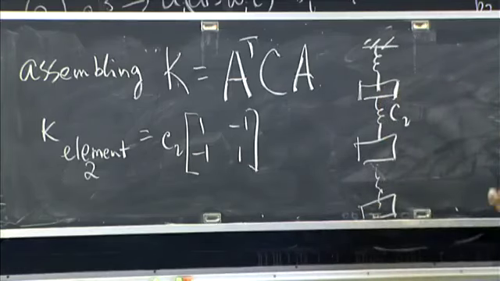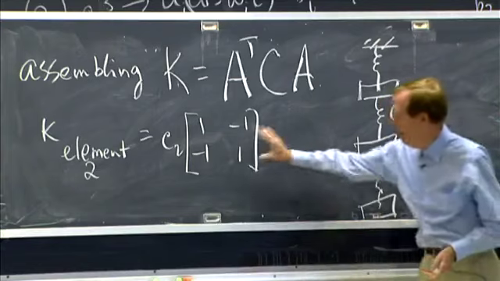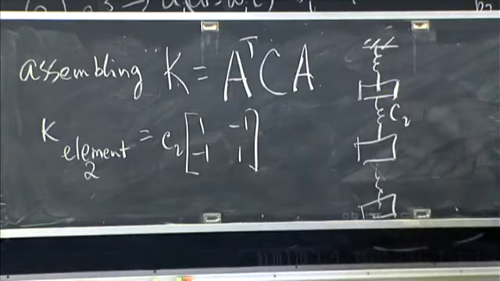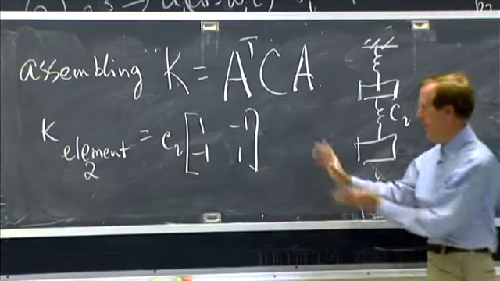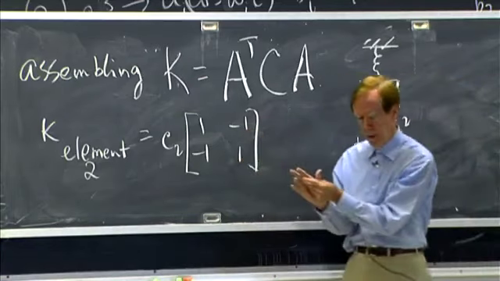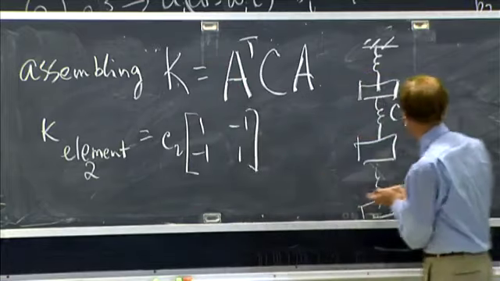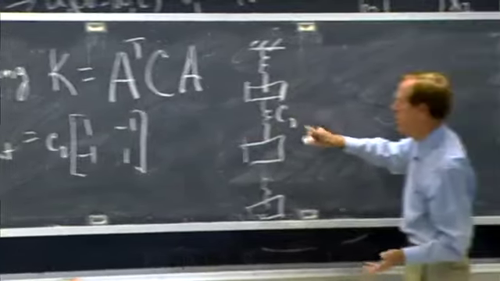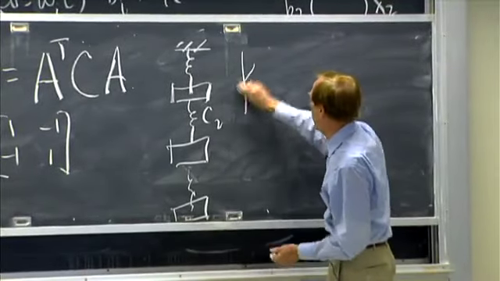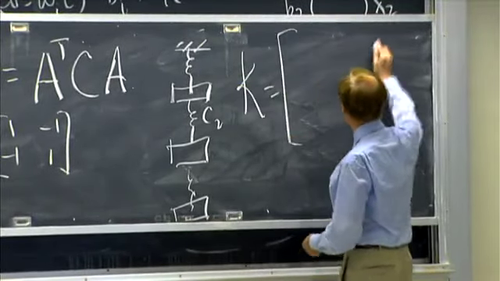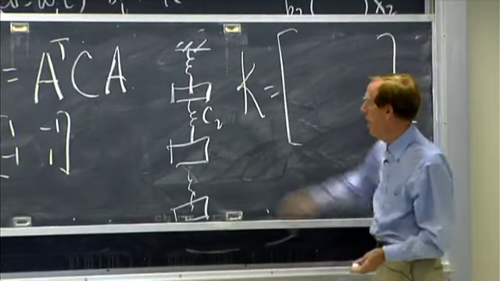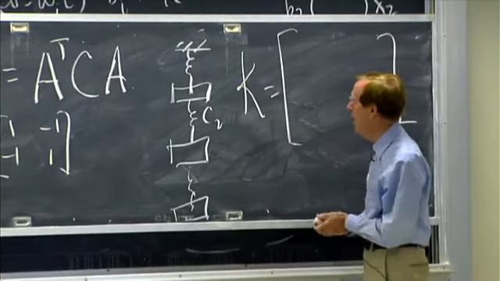Okay, but just to have the element matrix there on the board. So my claim is that this is a small piece of the big K. So the big K matrix, what's the size of K itself? 3 by 3 in this case? Yeah, 3 masses, so it'll be 3 by 3.